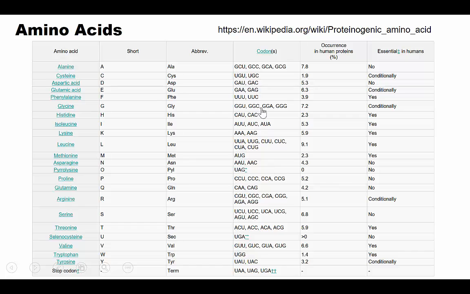So the biggest one here, let's just say this one, leucine, has 6 codes and it's about 9%, and here arginine is 5%. That's interesting. So even though those genetic code numbers are the same, 6 and 6, sometimes the occurrence of the amino acid is not exactly matching.